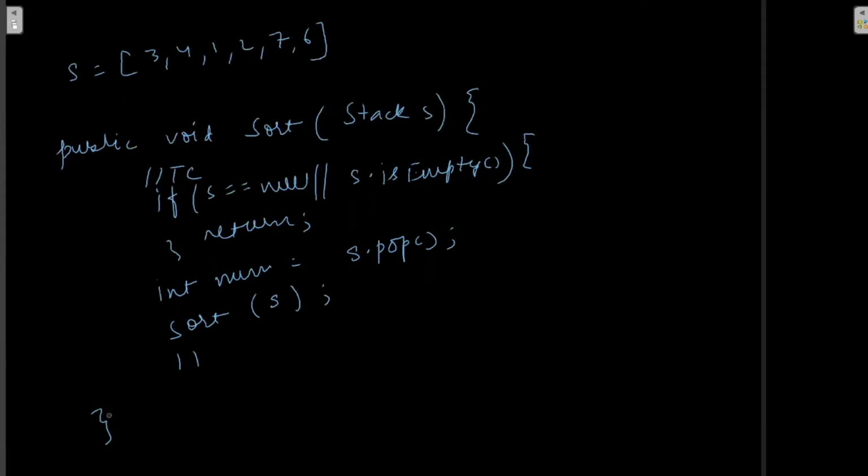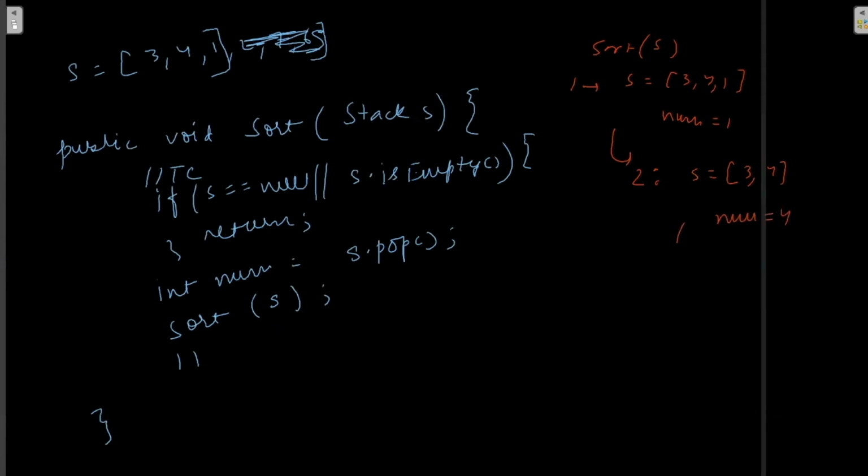So if we do like this, and suppose I have a smaller stack, let's take a smaller stack like this. Right now what is happening is that the first time when I called sort, the value of the stack was 3, 4, 1. And in this case, the number value was set as 1, right? And then again, the second call happened. S now remains 3 and 4, and the value of the number comes out as 4. And then next time, the stack remains 3, and number remains as 2.